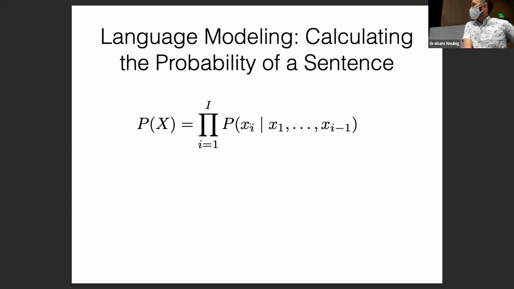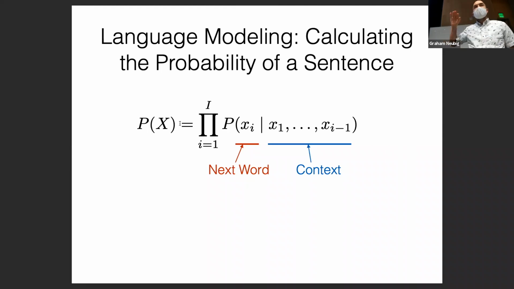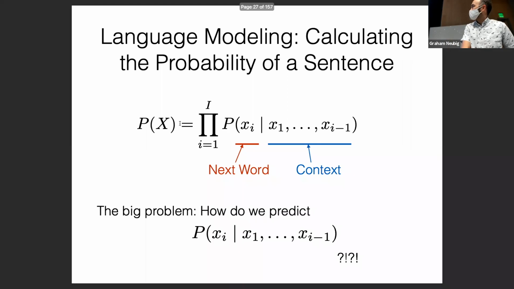And the way we frequently calculate this is we calculate the probability of the next word given the previous words. So we have the next word given the context. This decomposition of the probability of the whole sentence as the product of conditional probabilities like this is basically a basic rule of probability. It's not even an approximation. We can just say that this is a strict equivalence.